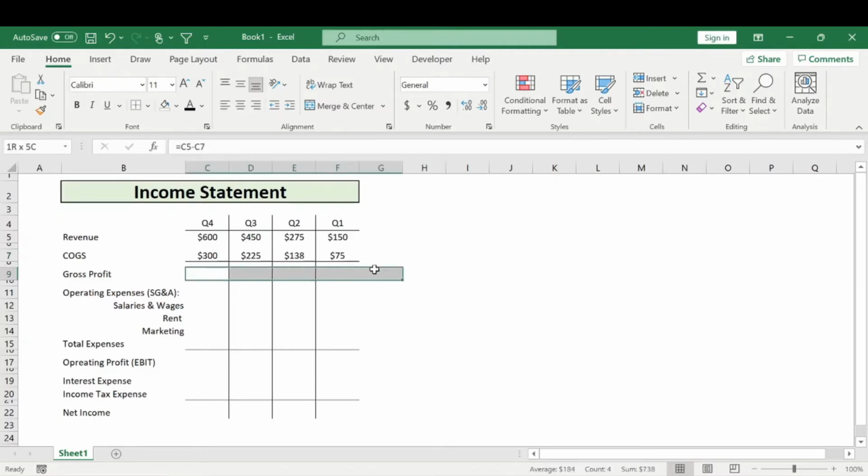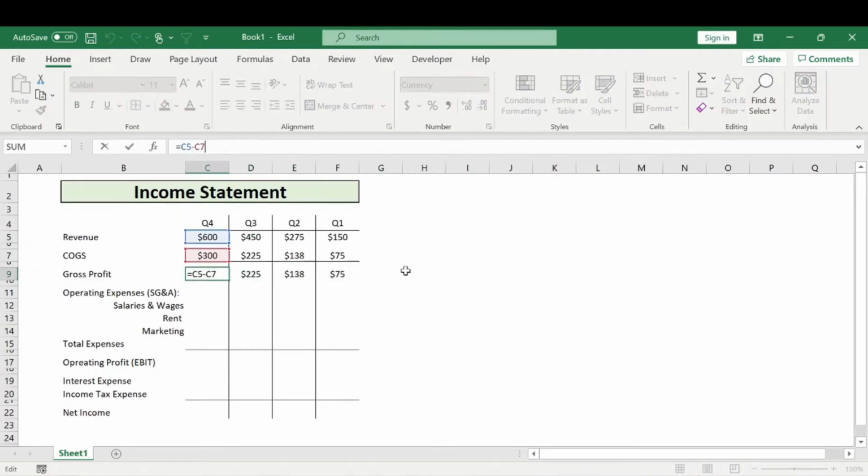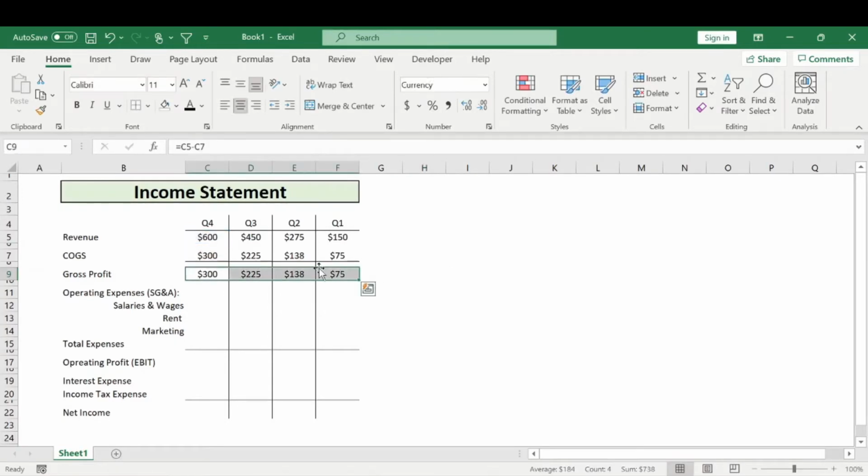And then we have our gross profit, which is essentially taking the revenue minus the cost of goods sold. And that is our gross profit on the product, which you can see here is 50%.